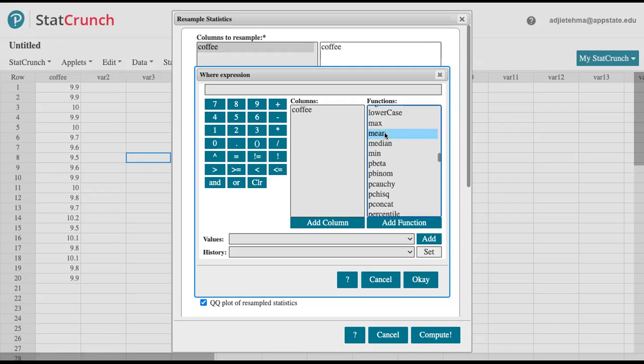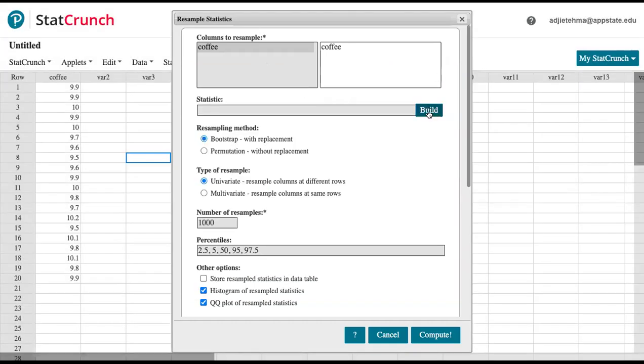So if I have the mean here, you scroll through the functions and then find the mean. When you find the mean and click on that, it's going to appear here. I double click on it, and when you double click on it, it's going to appear here. How did I get here?